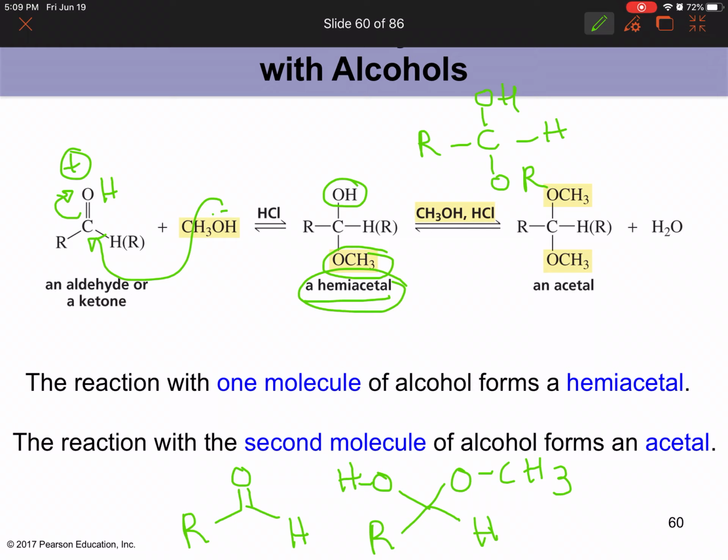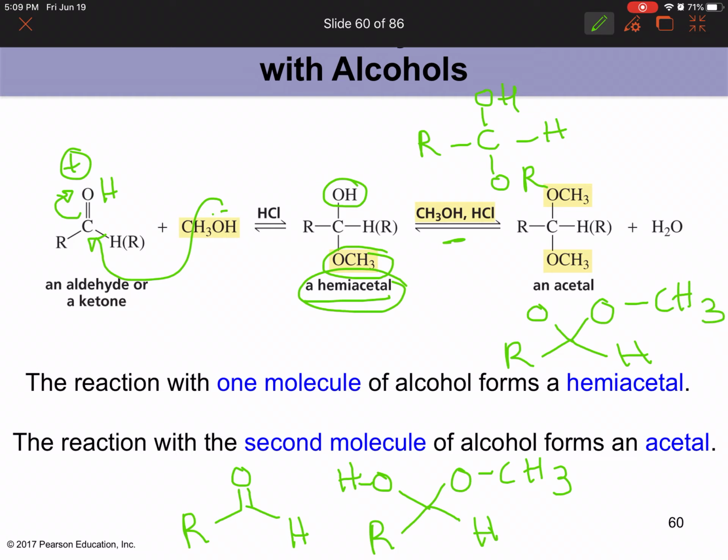Now what happens when you add another methanol? You add another methanol, a second molecule of methanol. We'll look at the mechanism for this one. And that can also add on to the carbon, this carbon, and then lose this water molecule and form two methoxy groups. Okay, now it would look like this. You have an R group, carbon, hydrogen, O, another alkyl group. So you have oxygen, OCH3, OCH3.